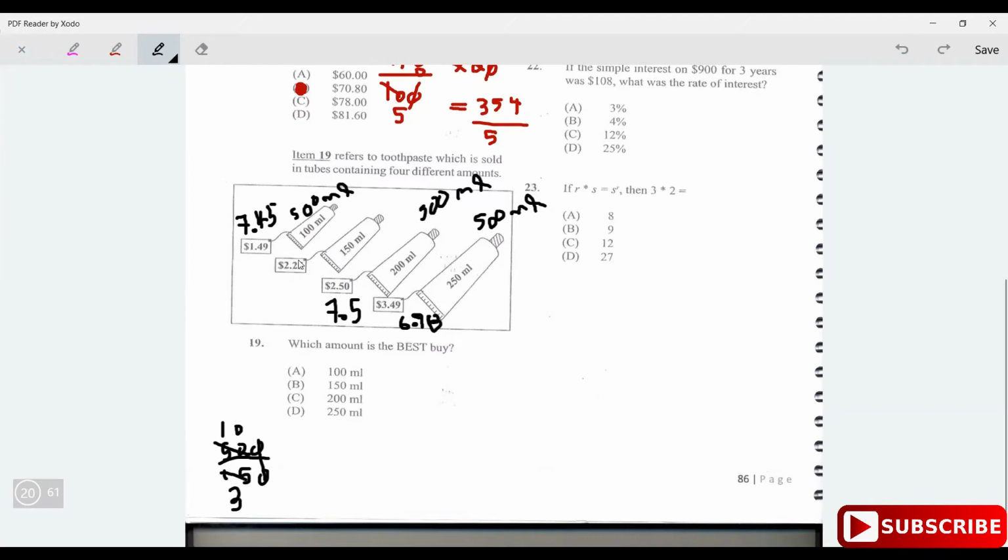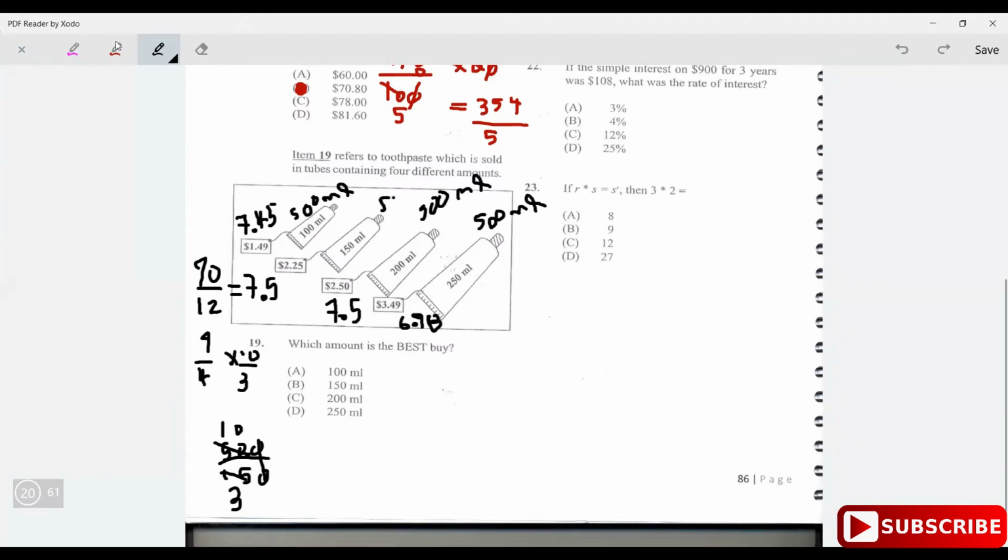2.25 is 2 and 1 over 4, which is 9 over 4. So I multiply 9 over 4 times 10 over 3, and what I'm going to get is 90 over 12. 12 into 90 goes 7 times, with a remainder of 6, so it's 7.5. So it's $7.5 for 500 milliliters for this one.